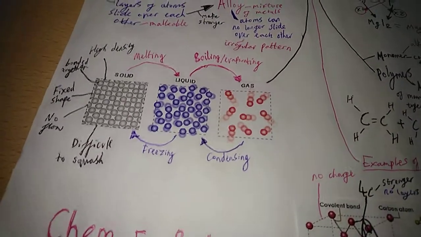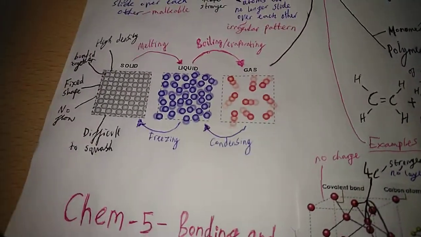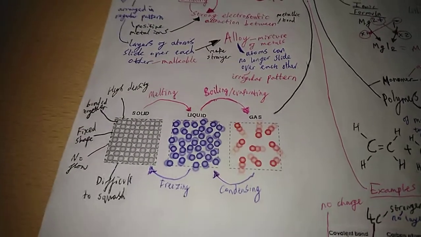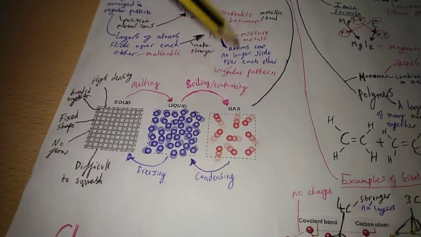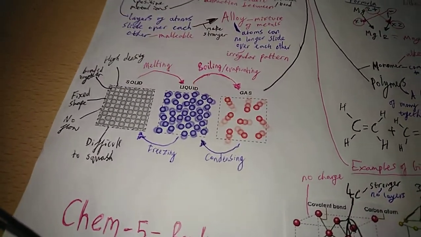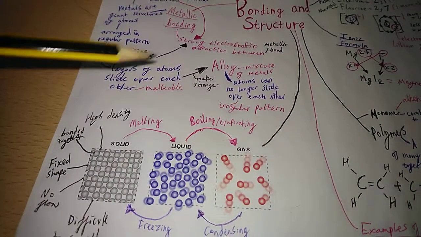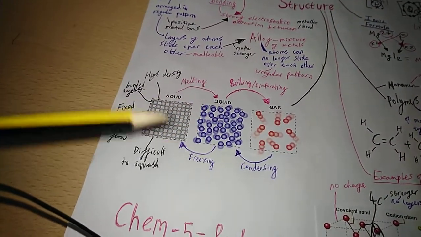So this is pretty basic, but we'll cover it anyway. Solid, liquid, gas. As you can see, gas particles are further apart, liquid closer together, and solid closer together still. So solid turning to liquid is melting, liquid turning to gas is boiling or evaporating, condensing is gas to liquid, and liquid to solid is freezing.